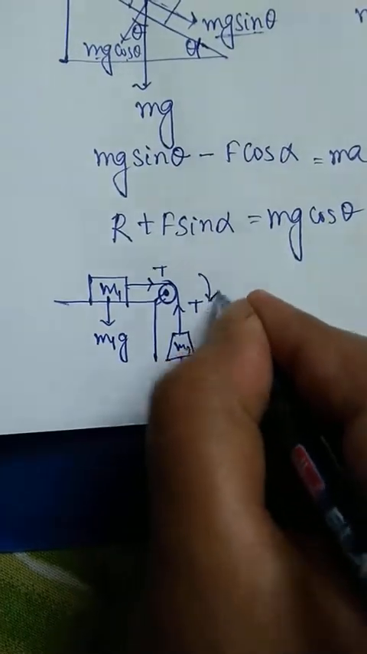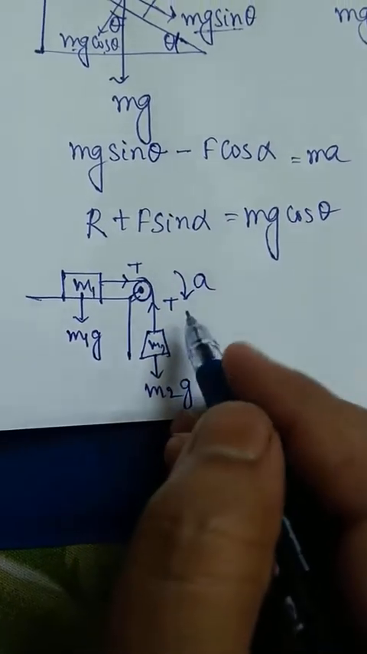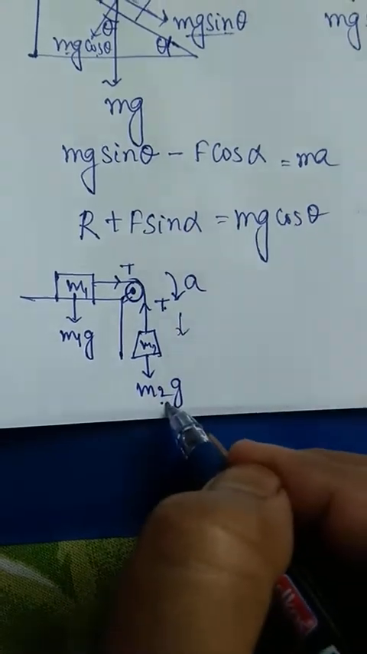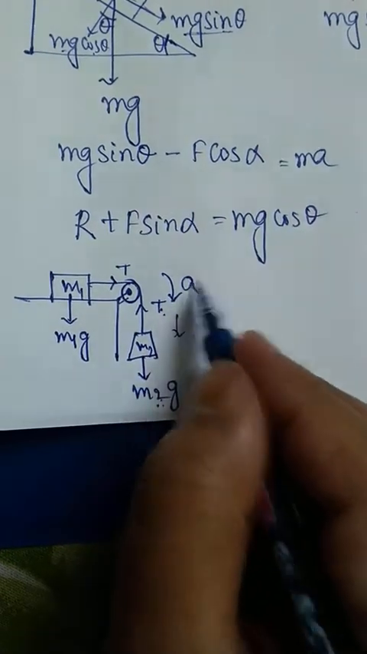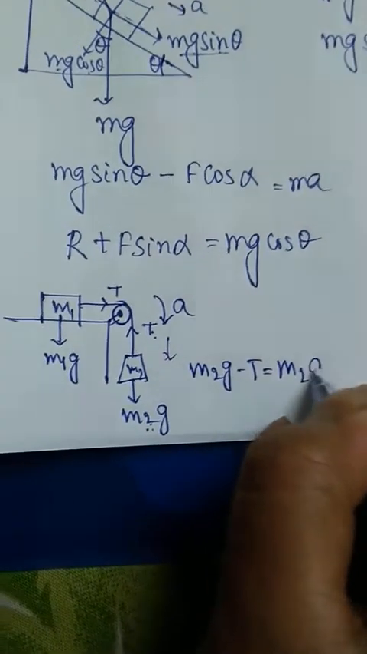Let's say the object is getting acceleration along this direction. So what can we write? T and m2g, as it is coming downward, so m2g is dominant. m2g minus T equal to m2a.